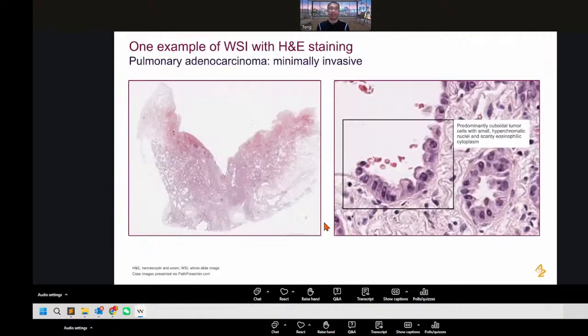This is just one example of an H&E slide. On the left is the whole slide, and on the right is the zoom-in, showing the cancer cells. This whole slide imaging picture I borrowed from PathPresenter.com, so credit to them.